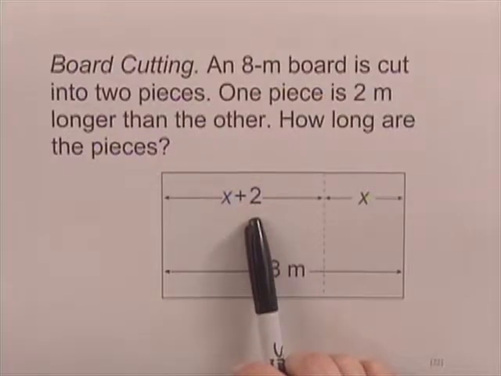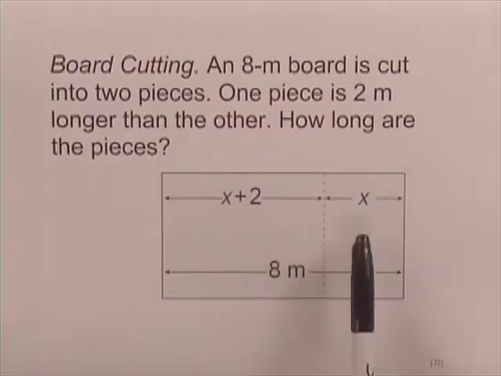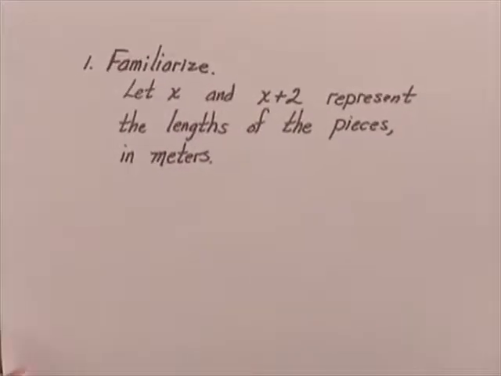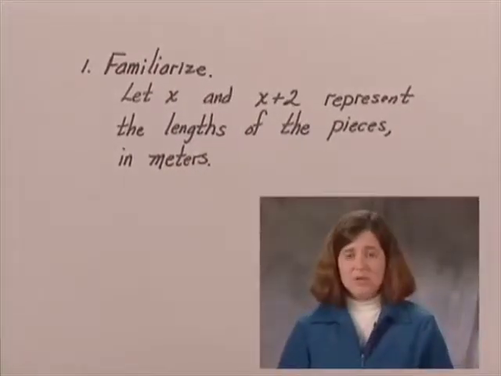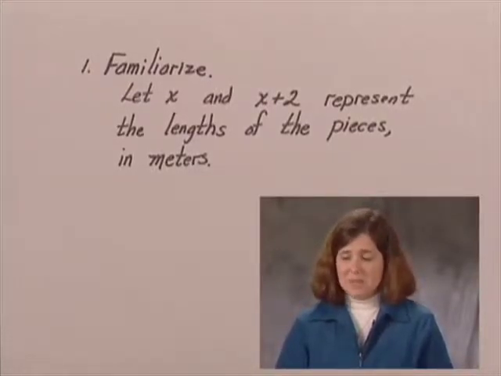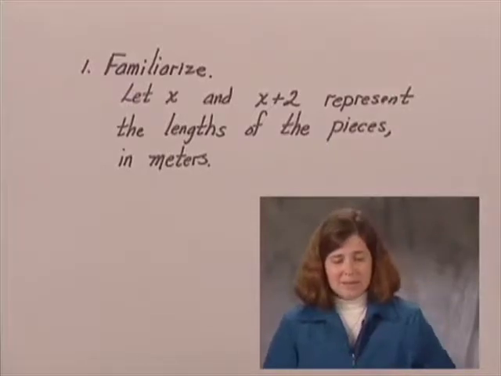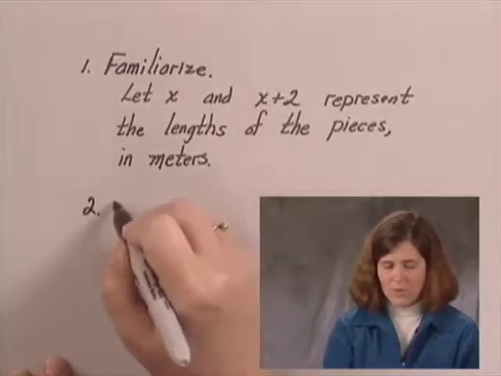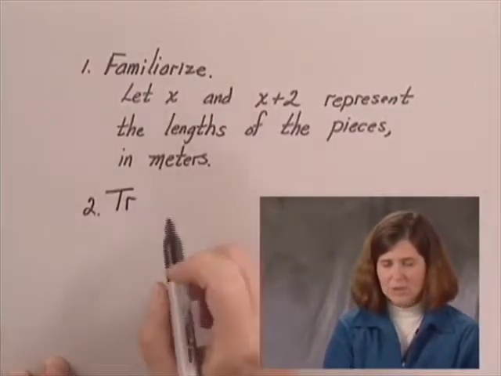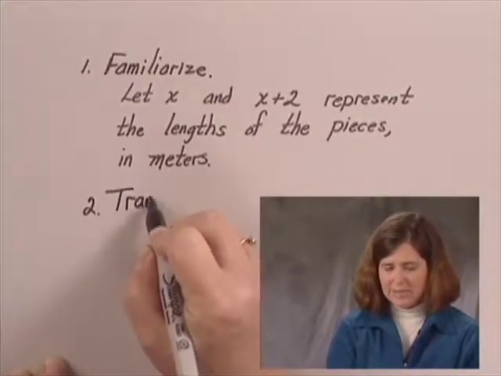So for the familiarize step, we'll simply write down formally what these stand for. We'll let x and x plus 2 represent the lengths of the pieces, and the units will be in meters. To translate this, we think of how x and x plus 2 are related to 8.